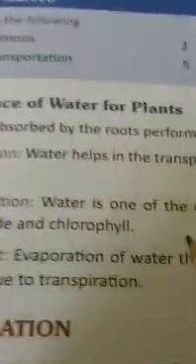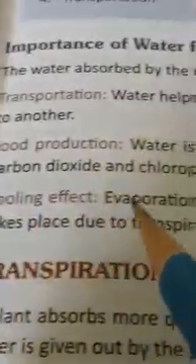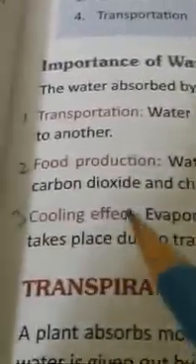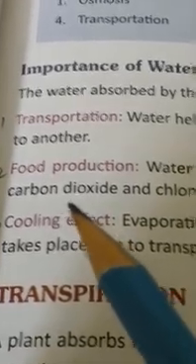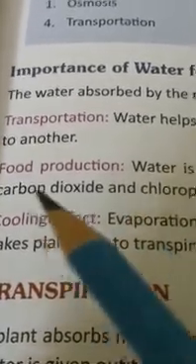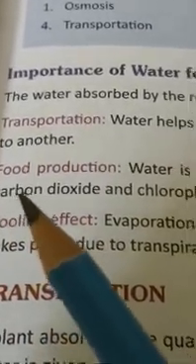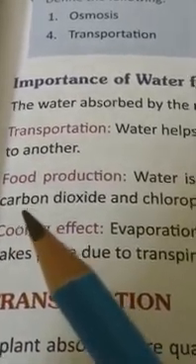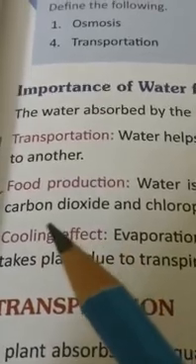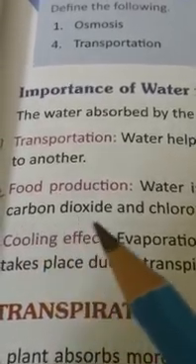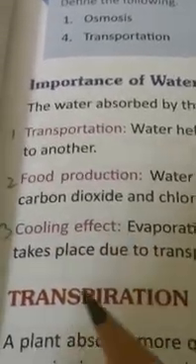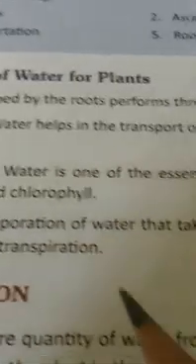Then food production. Water is one of the essential requirements for photosynthesis along with sunlight, carbon dioxide and chlorophyll. In the previous classes we have seen that in the presence of sunlight, chlorophyll will carry out the food production, that is photosynthesis. For that they require two materials, one is water, the other is carbon dioxide. So the third is cooling effect.